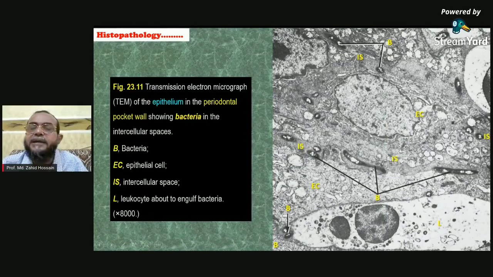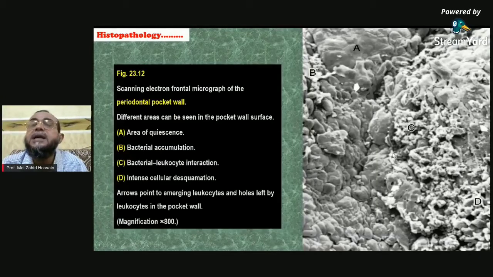The extracellular matrix and the intracellular space. This is exfoliated epithelium cells. So this happens if you see it more and more magnified. You see 8,000 times bigger picture than before. So you will find what is happening inside the periodontal pocket.